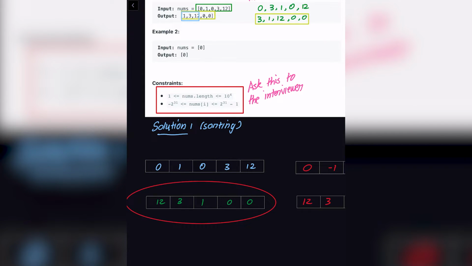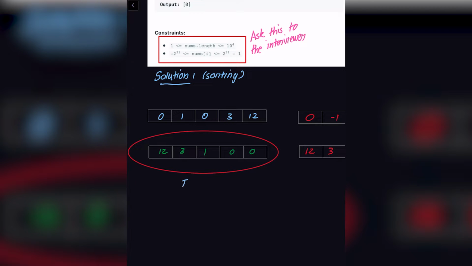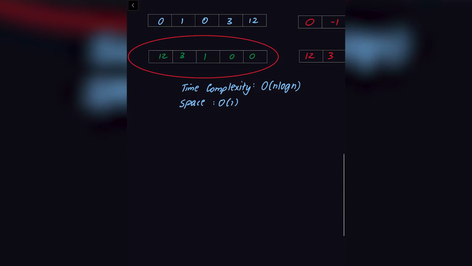If these constraints were not present, then the time complexity for this would be n log n, because that's the time that we take for sorting. And assuming the sort happens in place, we don't really have to use another array, so no extra space, and the space would be O of 1. But since this solution does not work, let's move on to the next solution.